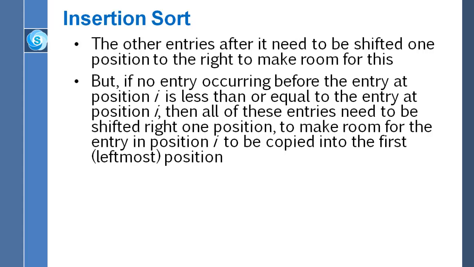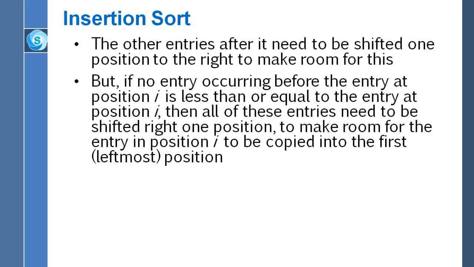Okay, there's a possibility that we didn't mention yet. What happens if, while searching for a place to put the number in position I, we follow this procedure looking at the entries preceding that entry? And what if we discover that all of those entries are in fact greater than the entry at position I? Okay? Well, that's not hard.